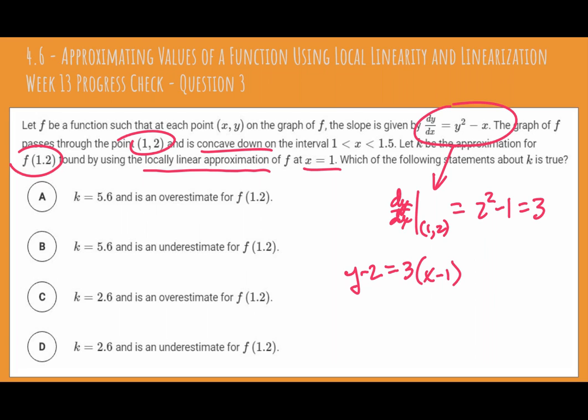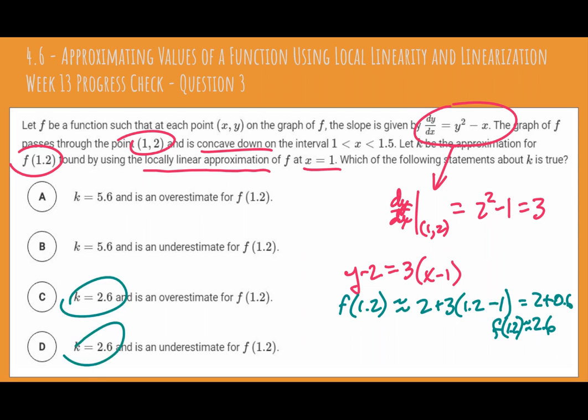And so we've got f of 1.2 is approximately equal to 2 plus 3 times 1.2 minus 1. That's going to equal 2 plus 3 times 0.2, which is 0.6, and we get 2.6. So f of 1.2 is approximately equal to 2.6. That narrows it down to C and D.